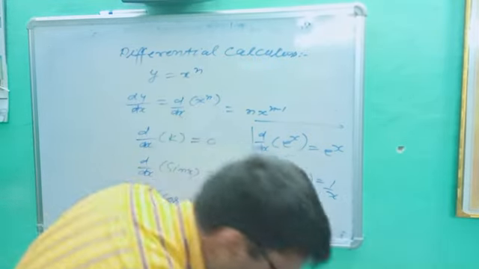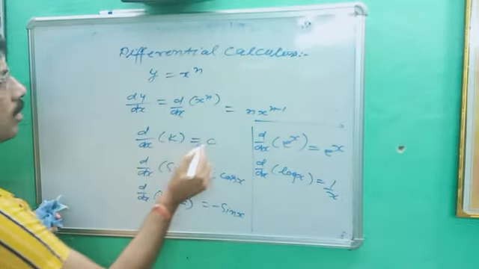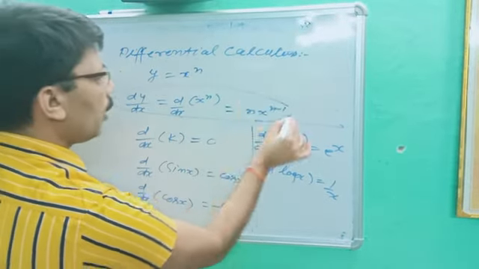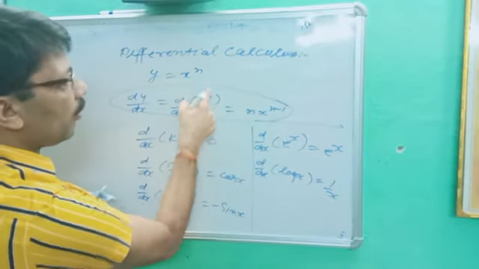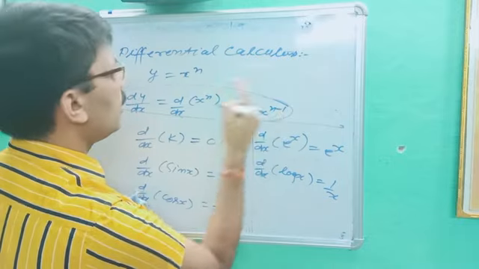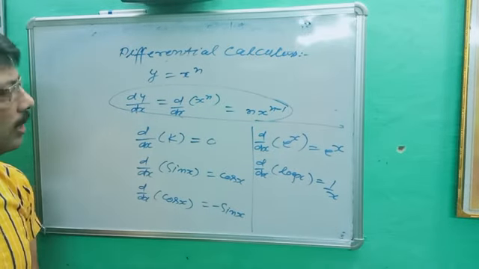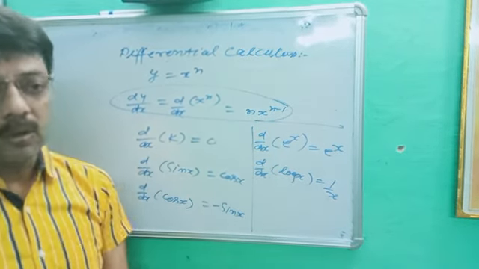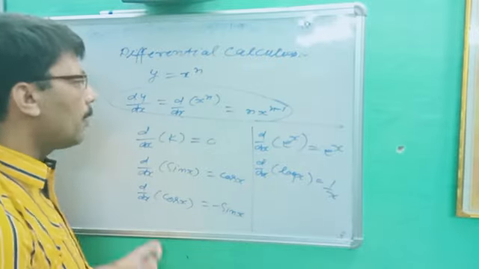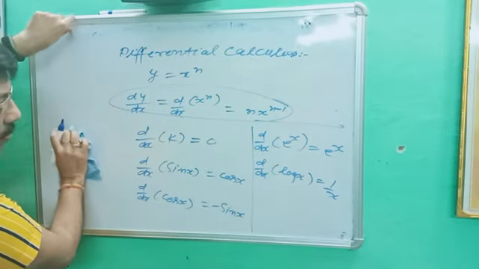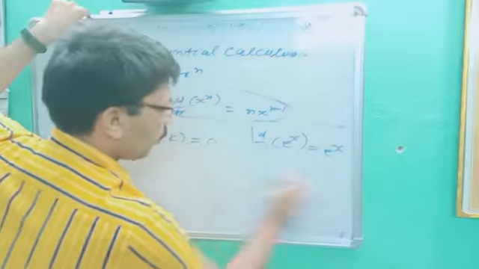When we need, we will use these formulas, but mostly we are going to use formula number 1: d upon dx of x power n is equal to n x power n minus 1. This is the formula mostly used in your numerical problems. Now I am going to explain that formula. Okay, note down the formulas.